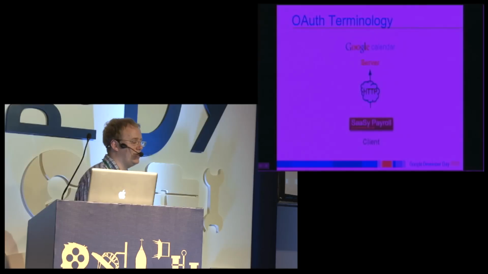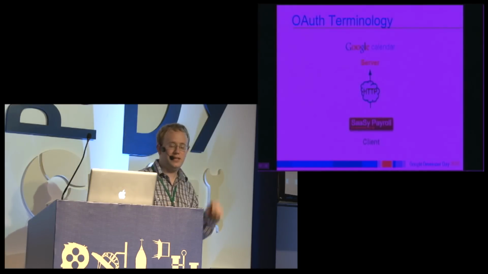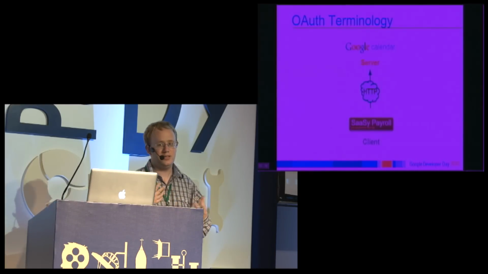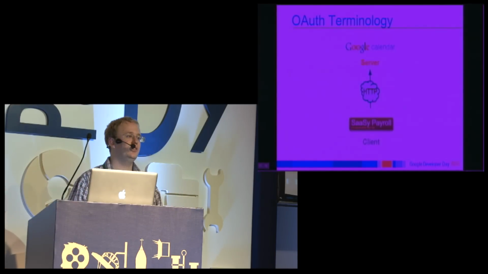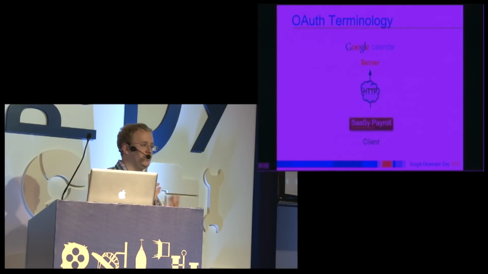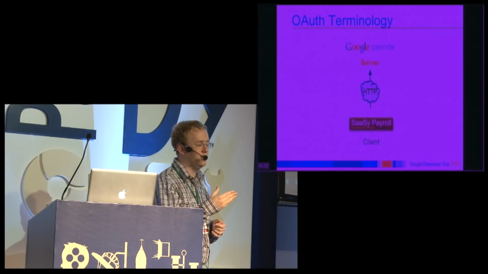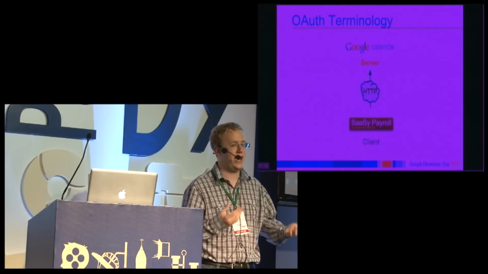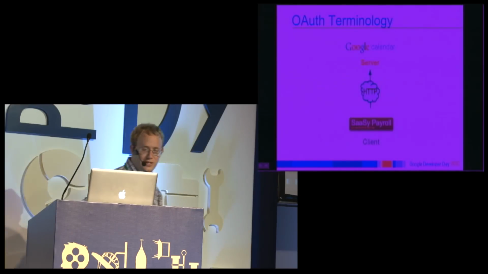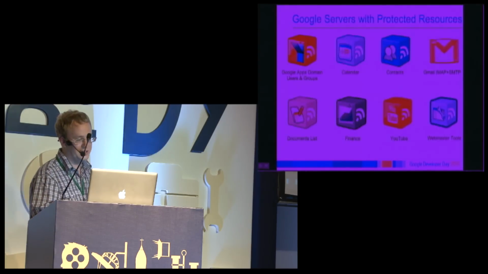Another couple terms we're going to talk about here is the client. In the case of the SASE payroll online payroll application we'll be talking about, it's a relying party in OpenID terms. In OAuth terms here, it's the client. It's the one that's making HTTP requests to the server, in this case Google Calendar, to access data. Fairly simple terms that you're probably already familiar with some of them.